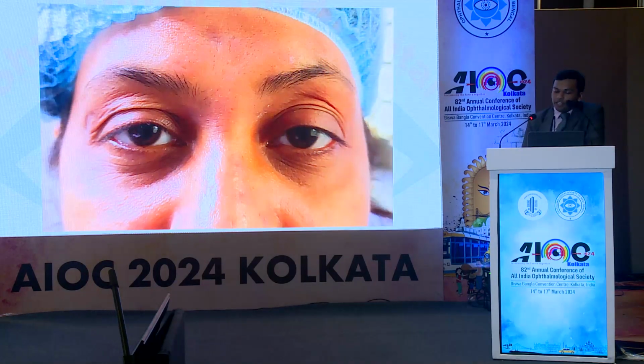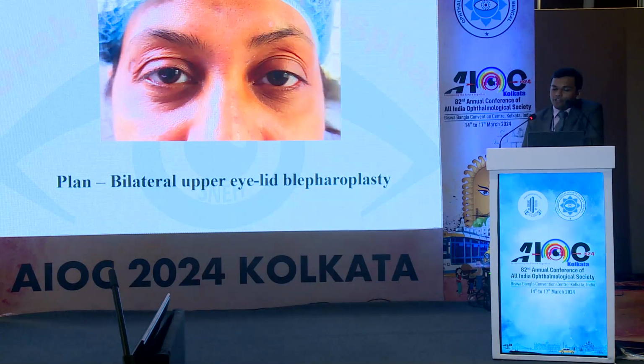So this is one of our cases. This was a 45-year-old lady who presented with excess skin on both of her lids, and it was bothering her. And so we can see that she has bilateral upper lid blepharochalasis, and she also has a tear trough deformity, but she was not bothered by the tear trough deformity or the lower lid wrinkles. She was just bothered about the upper lid, and hence we planned her for bilateral upper lid blepharoplasty.